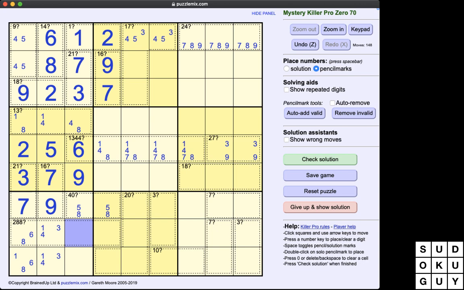So this is 2, 4, 5, or 8. Can't be a 5 because it has to multiply to 288. Yeah, this is what's left in the column.